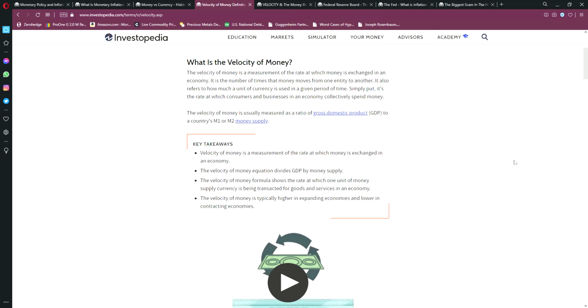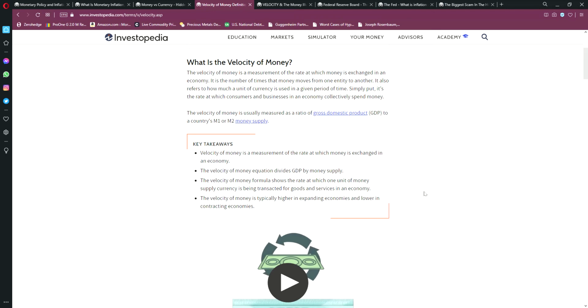The velocity of money formula shows the rate at which one unit of money supply currency is being transacted for goods and services in an economy. Wow, I'm sorry about that.